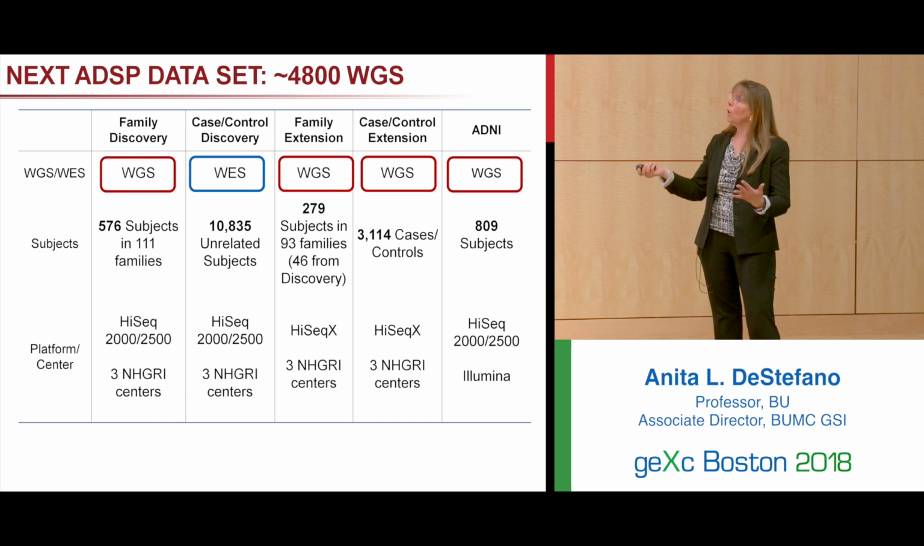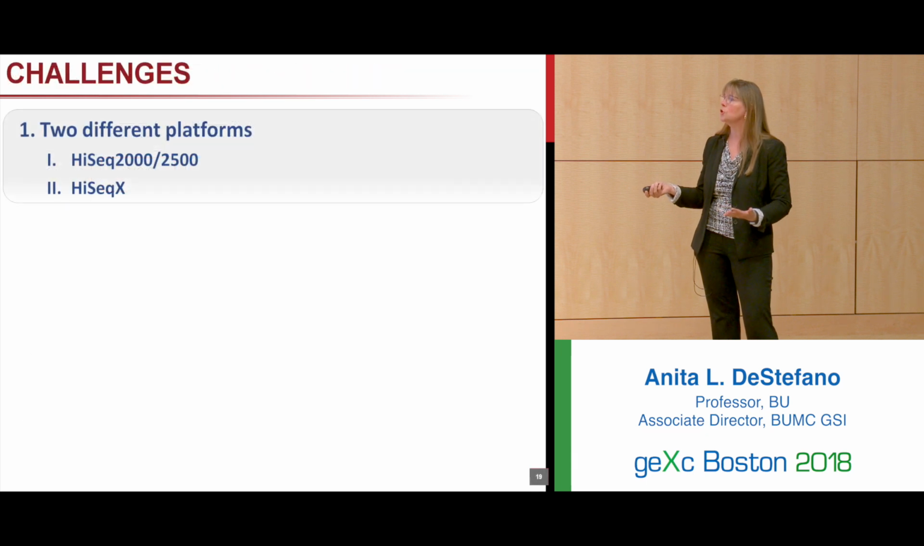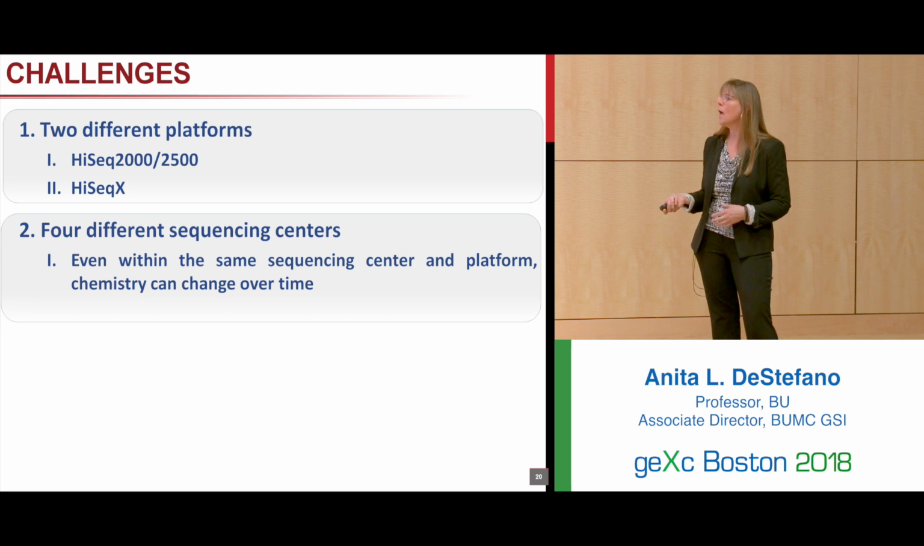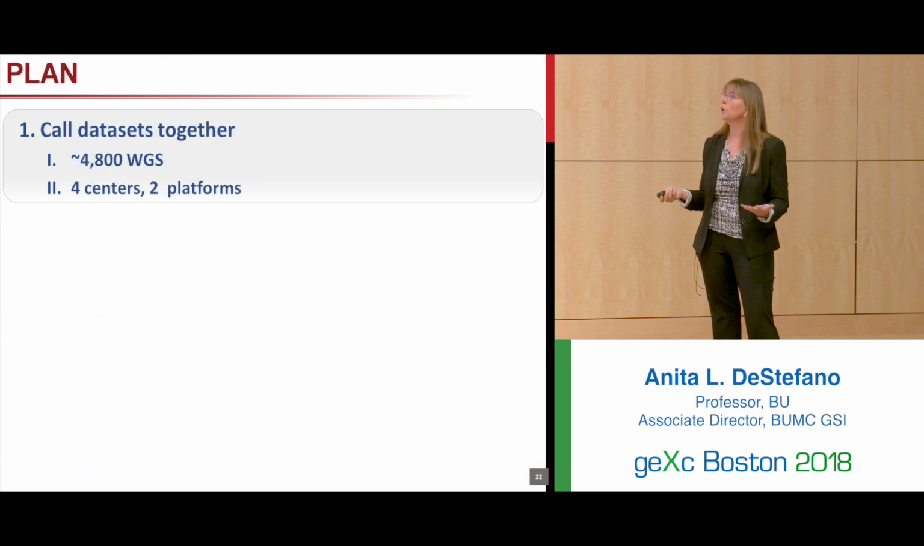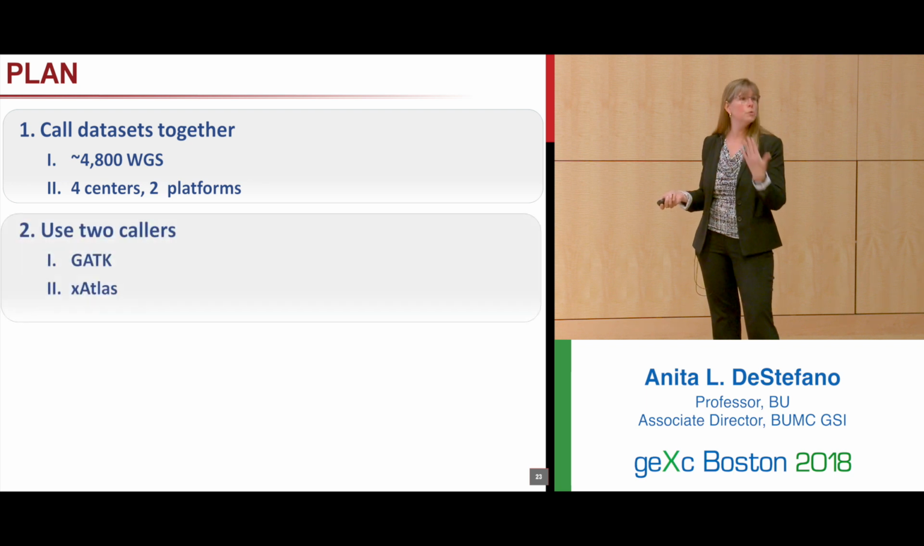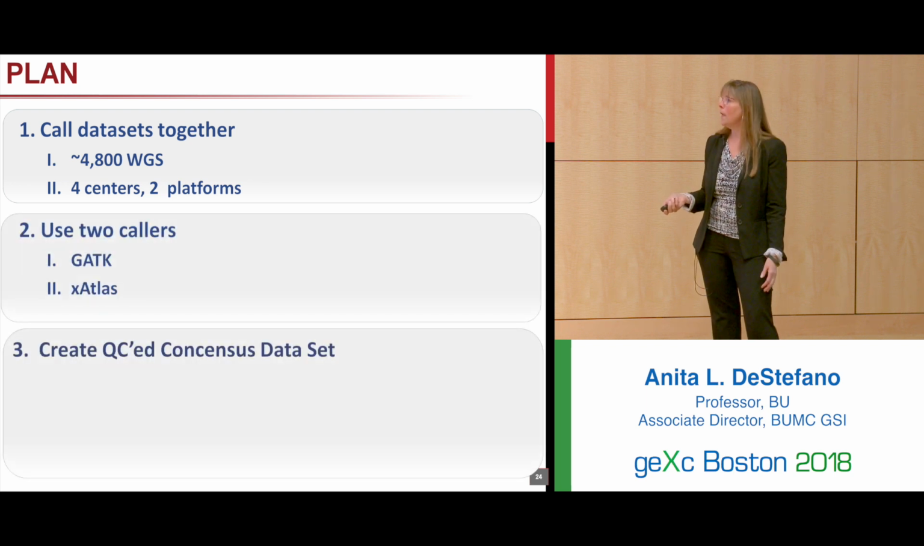So we're trying to figure out what we do moving forward to take advantage of what we learned in the discovery phase and continue generating high quality data. The challenge is we now have 2 different platforms and 4 different sequencing centers. When we go to our next wave of data, we're going to be adding a new platform, NovaSeq, and a new sequencing center. Our plan is to jointly call the data sets across the centers and platforms, use the 2 different callers, and create a QC consensus data set.